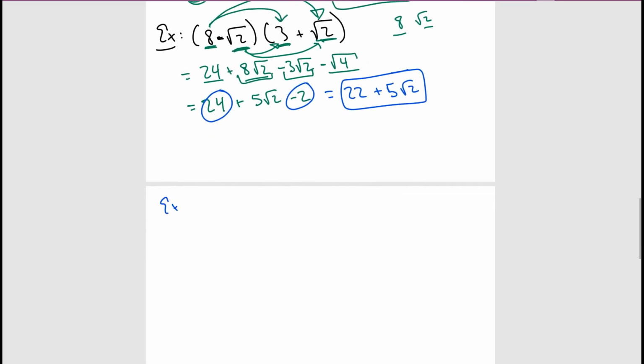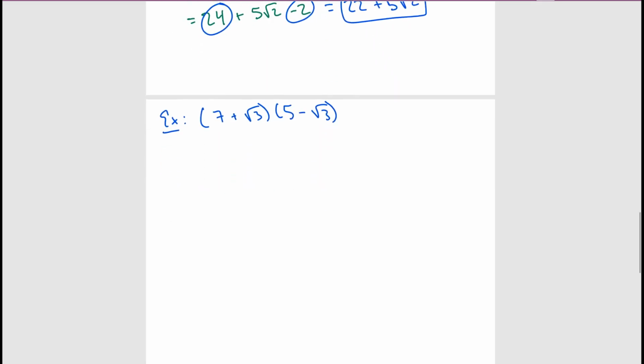So let's say you had 7 plus square root of 3 times 5 minus square root of 3. So why don't you try it out and see if you can do it. Okay, I'm going to go ahead and jump into it. So the first thing that we're going to do, let's FOIL this out. 7 times 5, that's going to give me a 35. 7 times negative square root of 3, that's going to be negative 7 square root of 3.